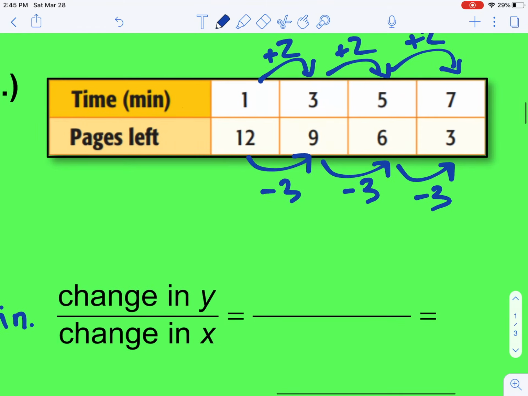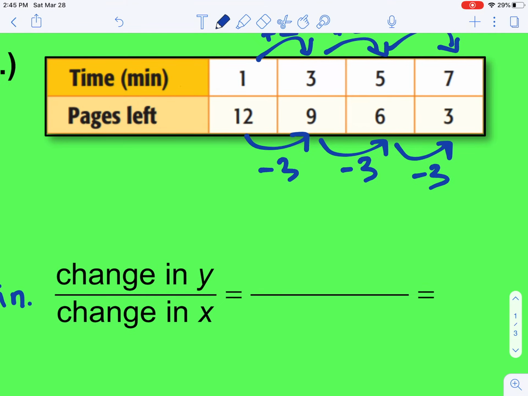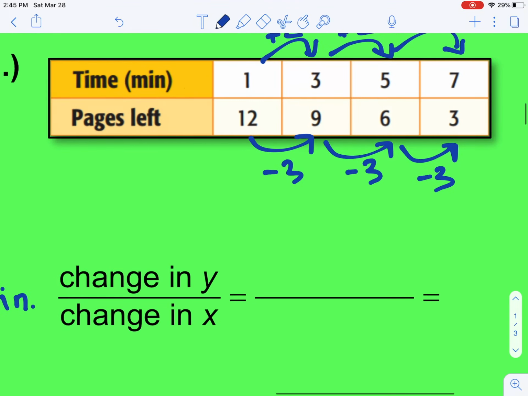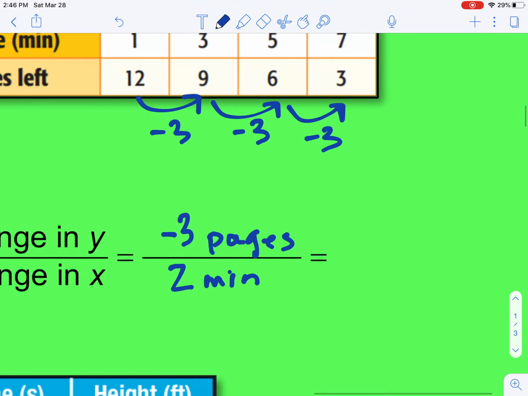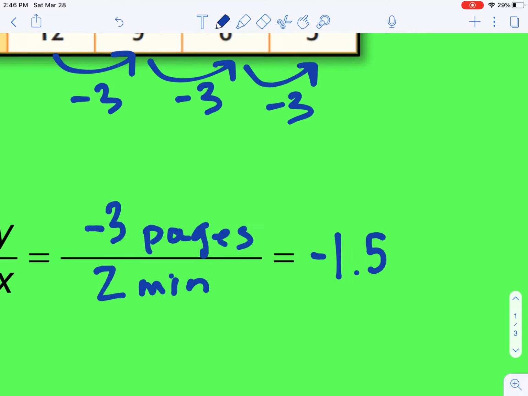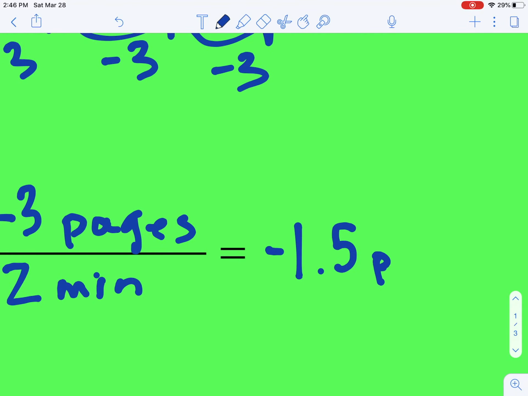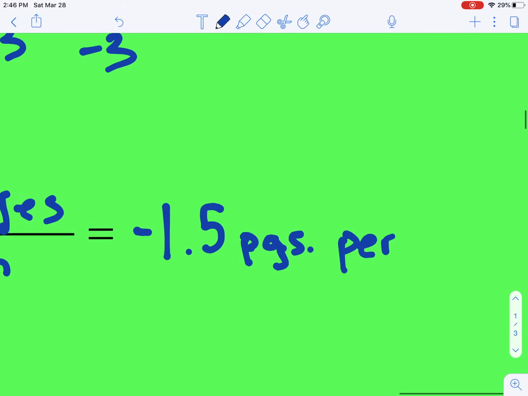Okay. So I'm going to do my time first, because I don't have money in this one, and time is going to be our change in x. If time's involved, it's always going to be our x. So that looks like that's going 2 minutes. Which means my pages left, that's going to be my change in y, and it's not just 3 pages. Okay, it's negative 3 pages. And I'm going to simplify that by just doing negative 3 divided by 2. And I get negative 1.5. You can do a decimal or you can do a fraction. It's totally up to you. And then don't forget your label. Pages per minute.